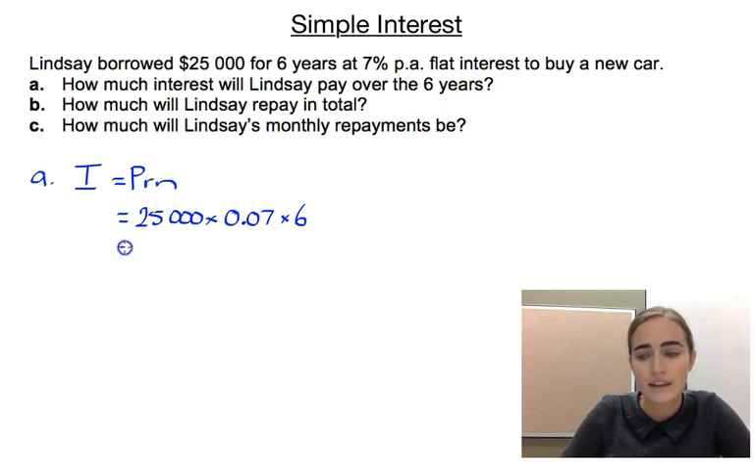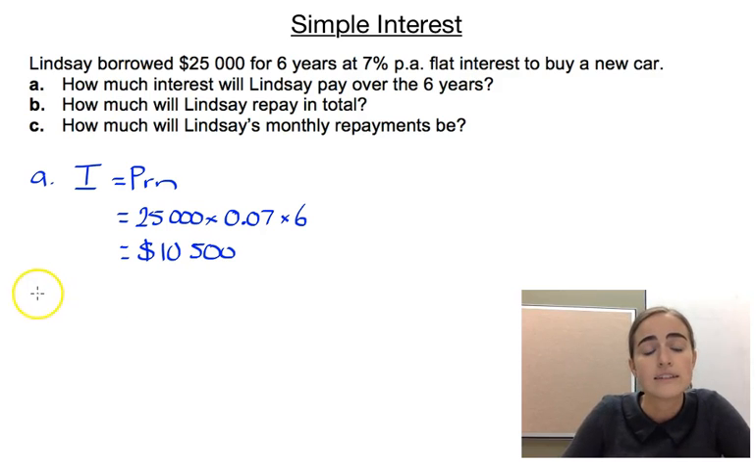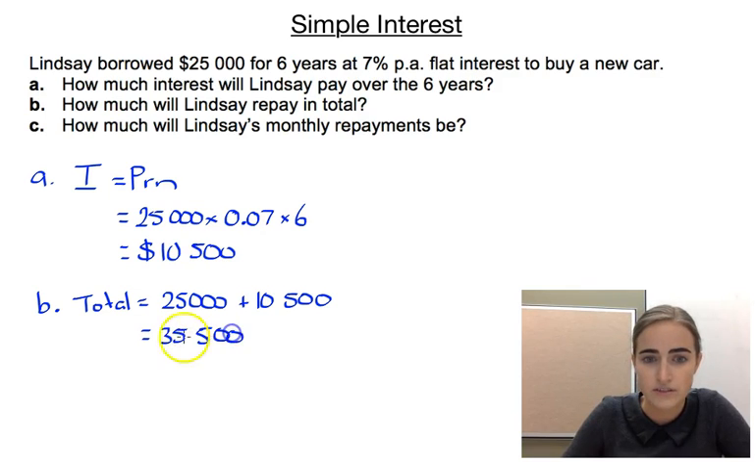If we put that in our calculator now, we'll end up with $10,500. So she ends up paying $10,500 interest on top of the $25,000 she already owes. So that leads us into part B, which says how much will Lindsay repay in total. So the total will be the initial $25,000 that she borrowed plus that $10,500 interest. So if we add those together, we end up at $35,500.